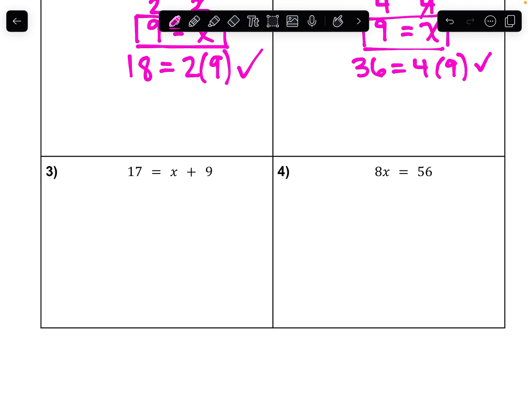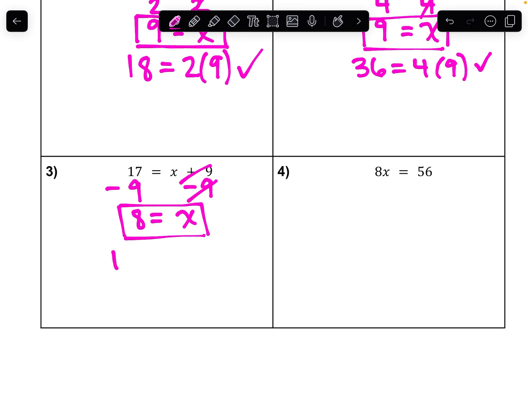Number 3, now we have addition. The opposite of addition is subtraction. So we're going to subtract 9 from this side and subtract 9 from this side. It cancels on the right, leaving us with x. 17 minus 9 is 8. We're going to box our answer and do our check.